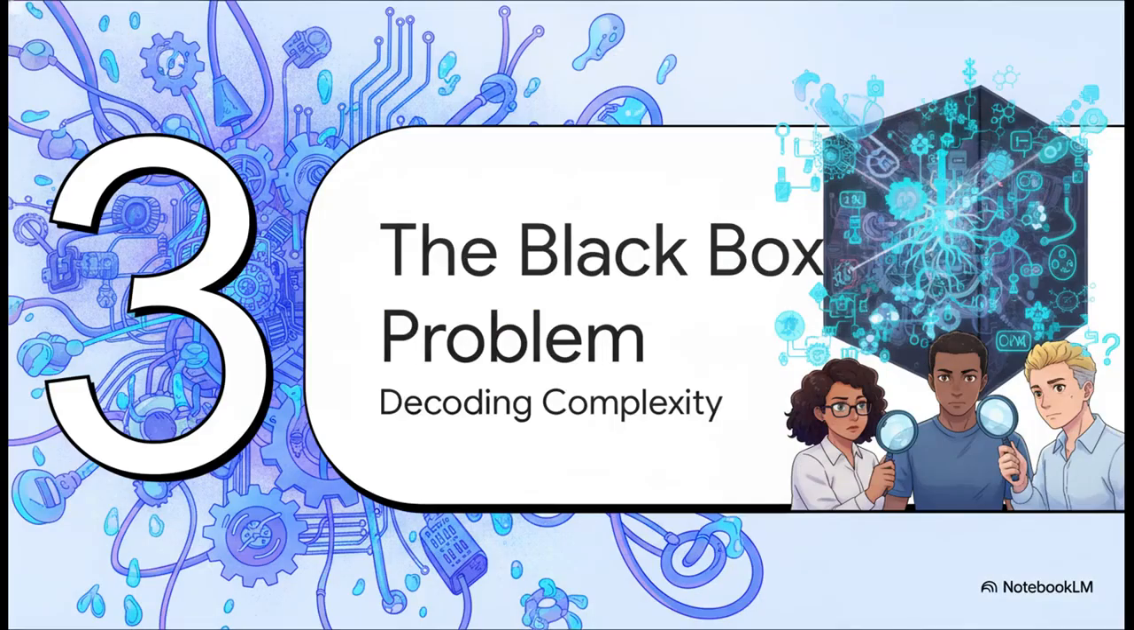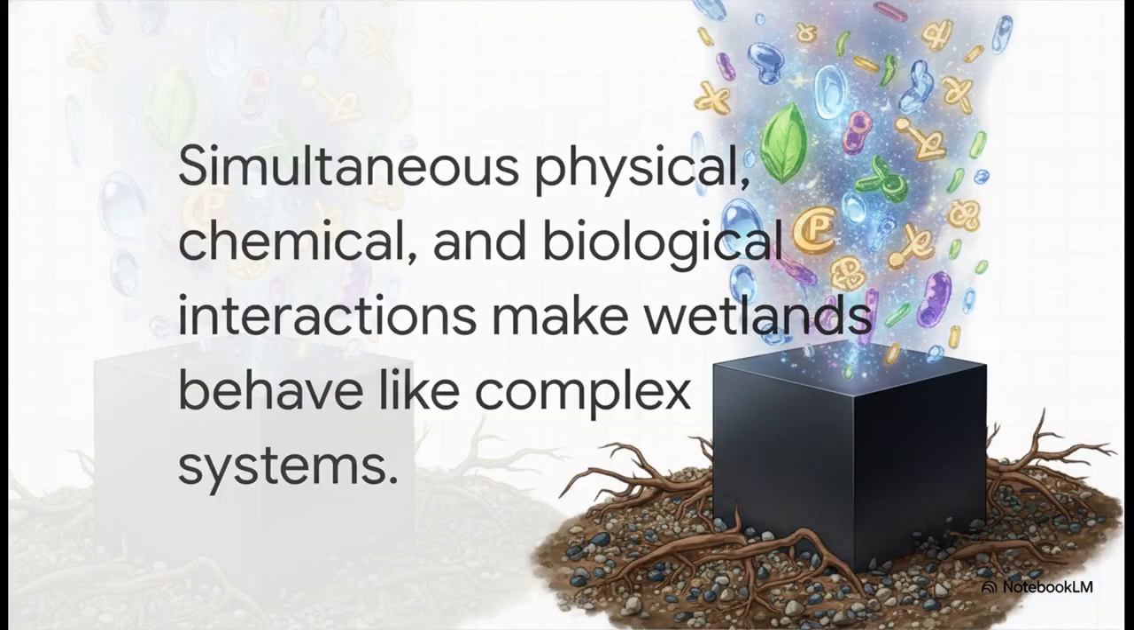Section 3. The black box problem. Now, while we know that trifecta works beautifully, its internal complexity creates a massive hurdle for engineers trying to optimize these systems. Because of all the simultaneous physical, chemical, and biological interactions happening all at once, wetlands are often treated as mysterious black box systems. I mean, everything influences everything else. If you change the gravel size, you change the oxygen flow. That changes the bacterial growth, which then changes the plant health.